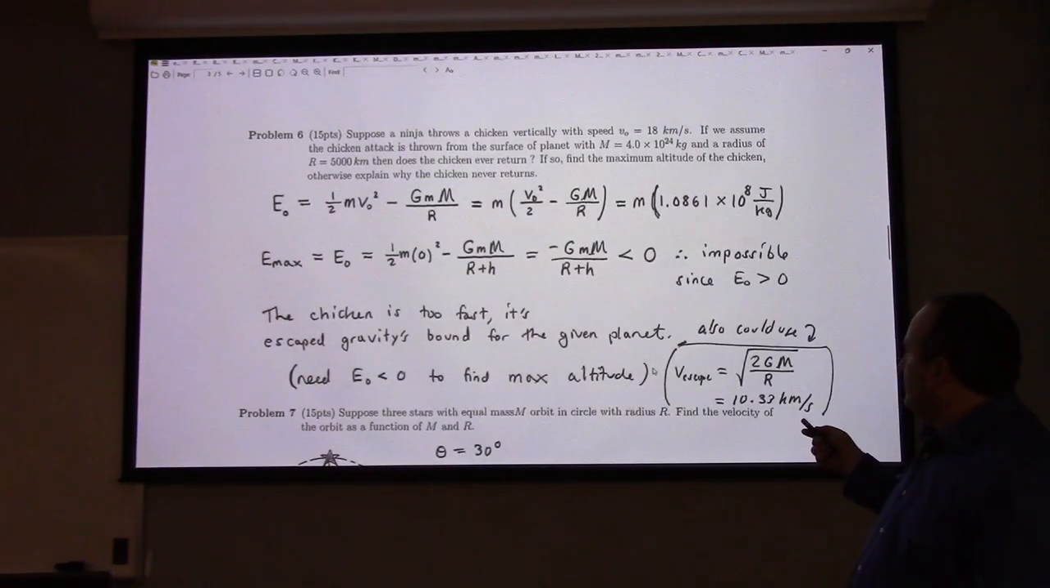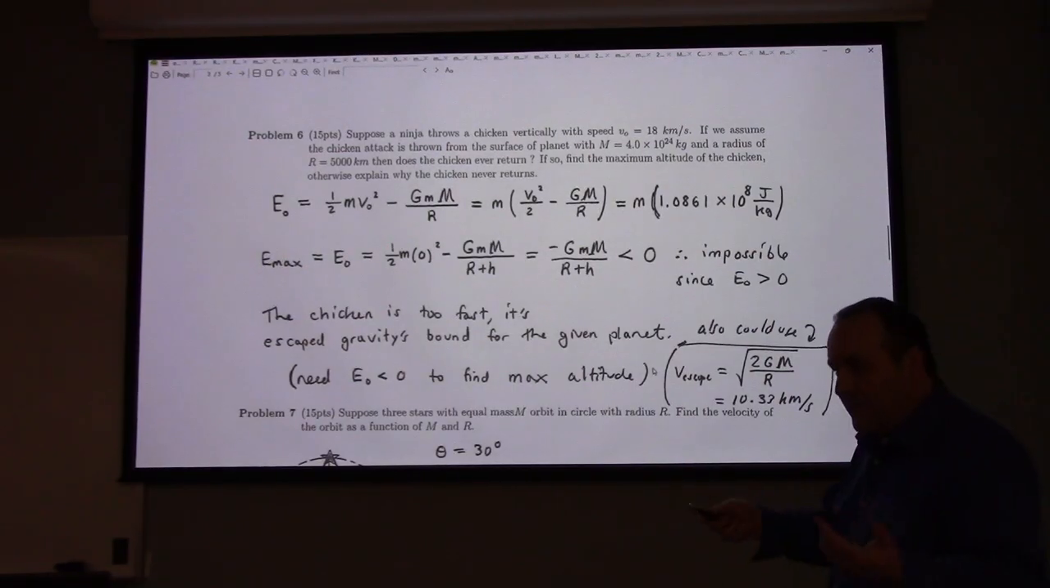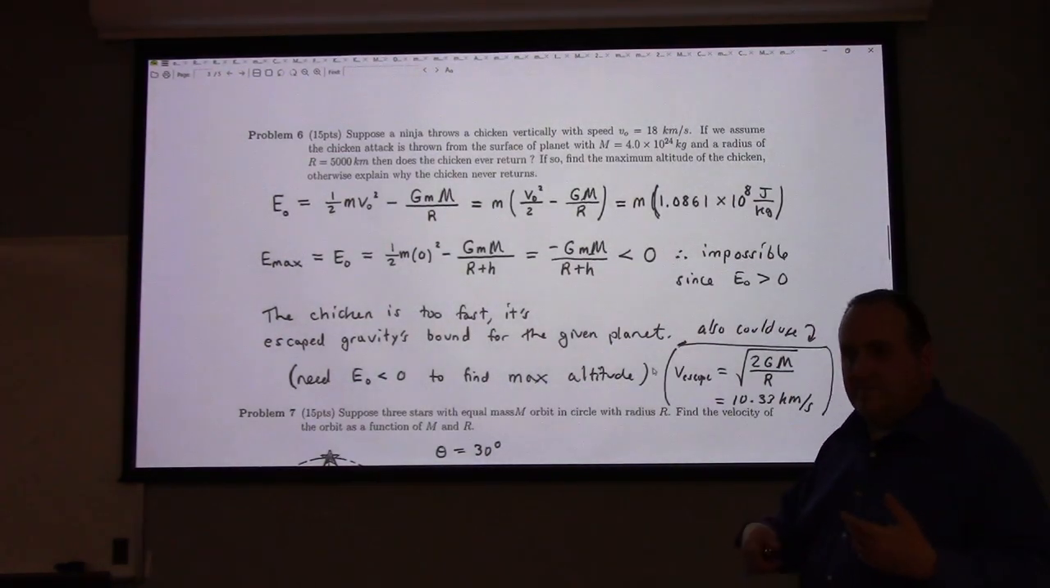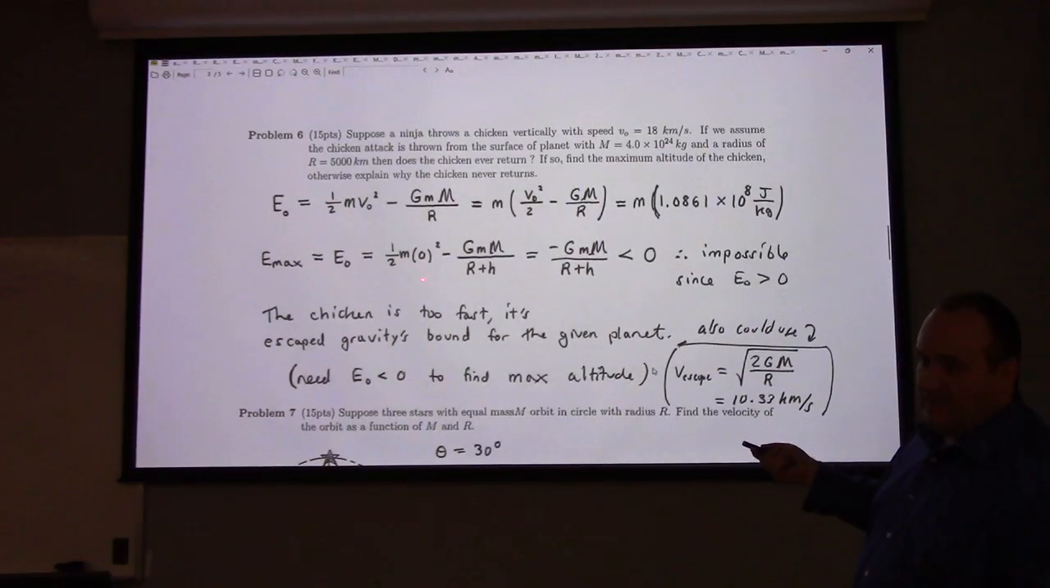We can calculate that for the given parameters. It works out to this. Great. Now, the max energy would be equal to the initial energy. Energy is conserved in this process. If there was a place where the velocity was 0, that would be the turning point. If the velocity never drops to 0, the chicken never comes back. Simple as that. So is it possible to have velocity 0? Does this equation have a solution?